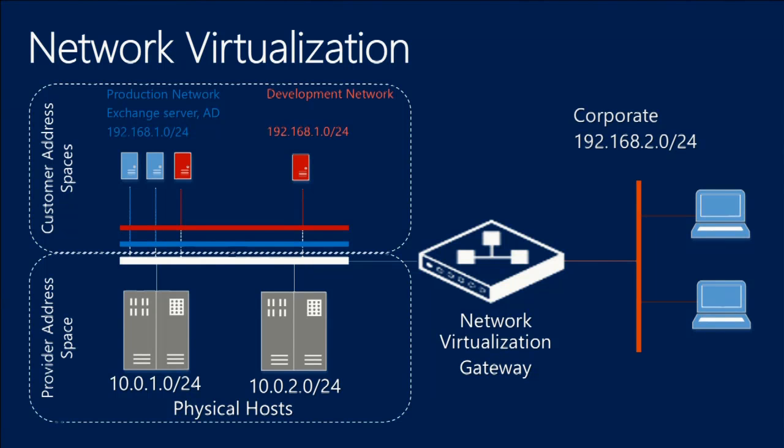The provider address space is what's actually used for the hosts. And then basically when a packet comes into the environment, it goes through the gateway, gets encapsulated so it can get sent on the provider space, and gets sent to its actual destination. And the whole point of the gateway is to make sure that these packets get on the right network where they belong.